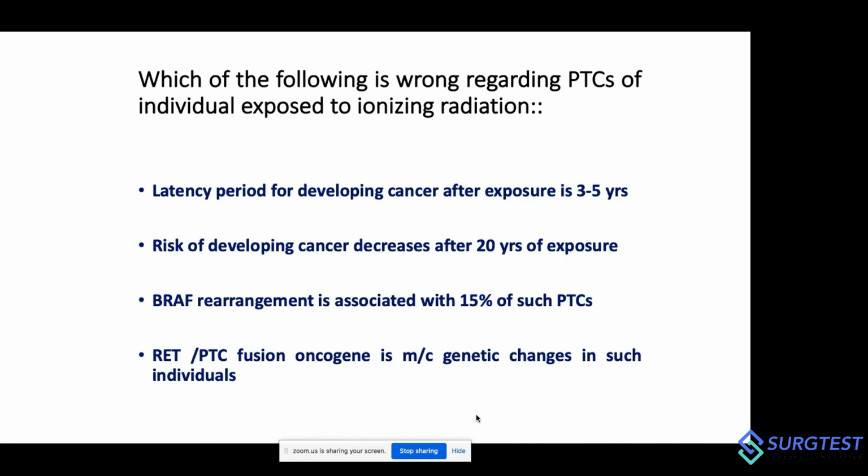So there will be another slide for the risk factors of thyroid cancer. Then we will study. So this point I haven't covered yet, but you can just remember.